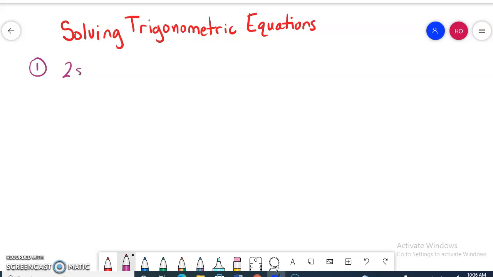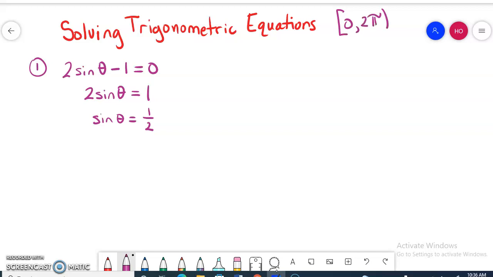So what if we have 2 sine theta minus 1 equals 0? This is a real basic one. Just do your algebra manipulation. If I add 1 to both sides, and divide both sides by 2, I've got sine theta equals 1/2. We're going to do this over the interval from 0 to 2 pi.